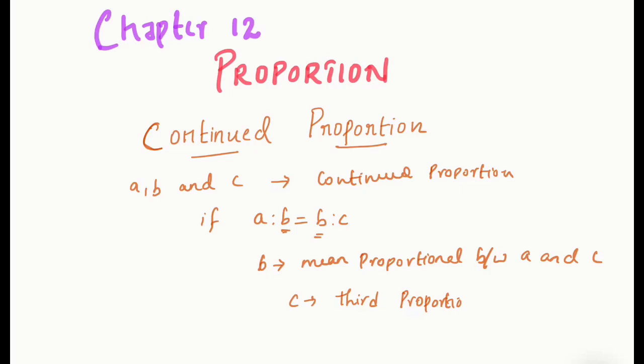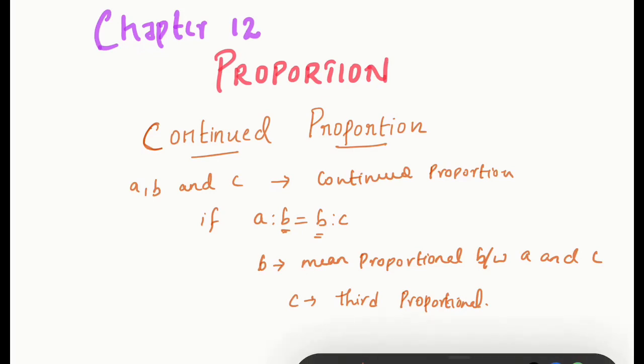So if it is a continued proportion, what do you understand? A, B and C will be there, three terms with the same type and the same unit, and B is repeated twice, so B is called as the mean proportional between A and C. C is the third term and C is called as the third proportional.